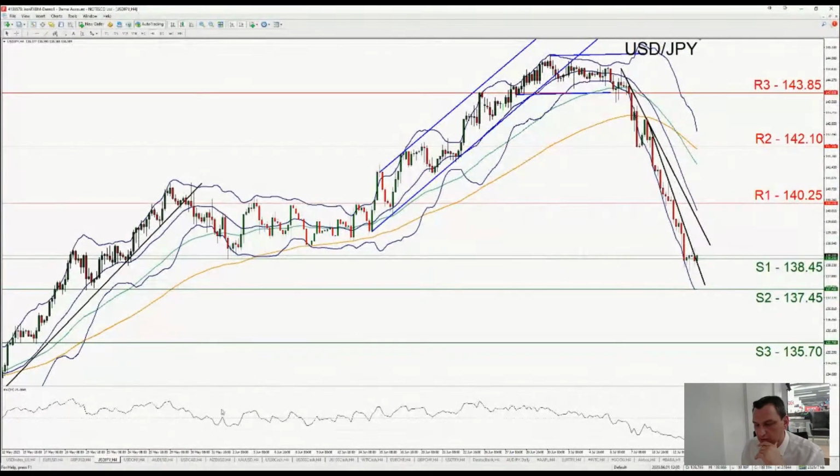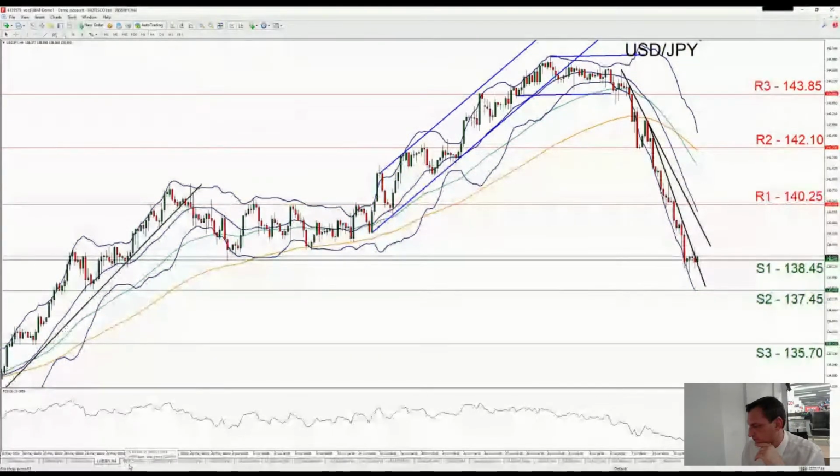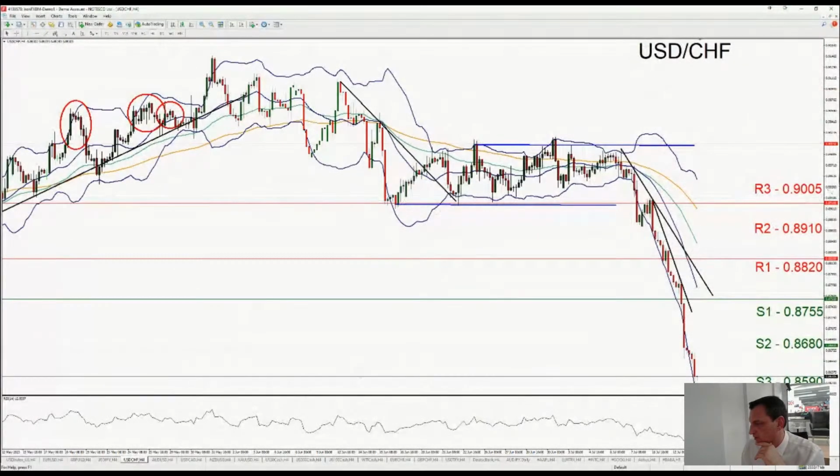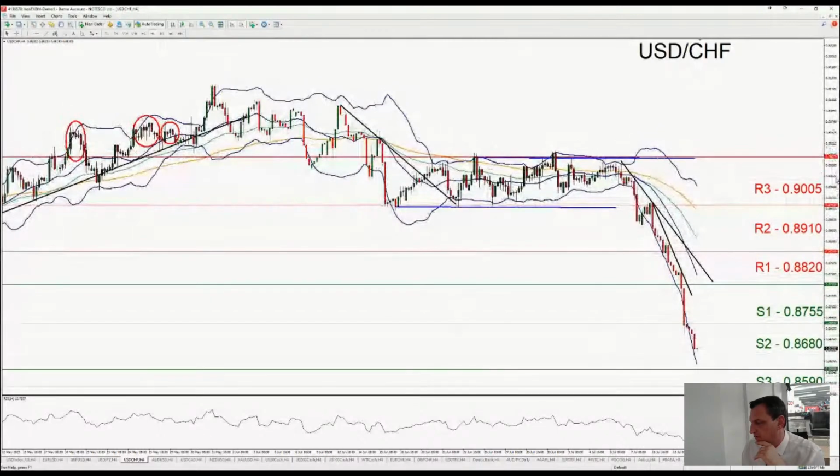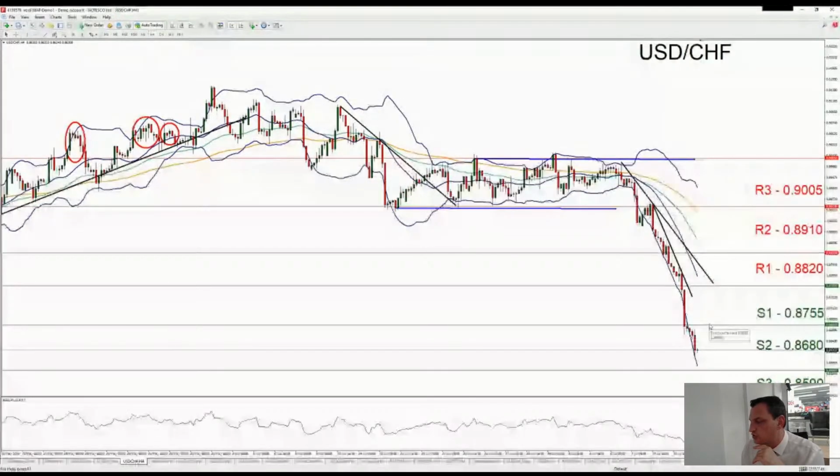Okay, let's move now to USD/CHF. USD/CHF, which intensified its downward motion from yesterday. Note how the pair was able to break through the S1 0.8755 and then break consecutively also the 0.8680.